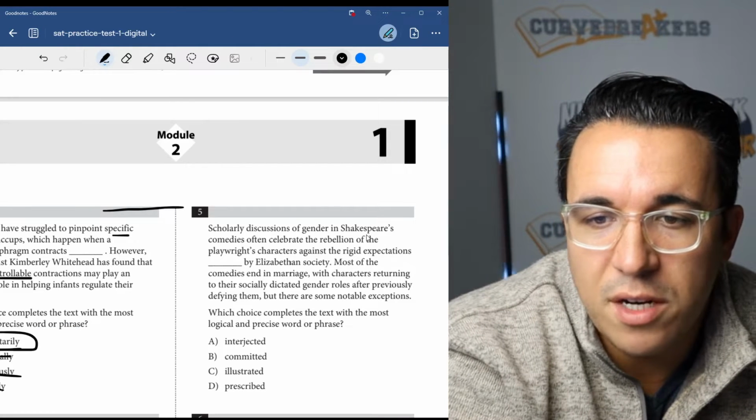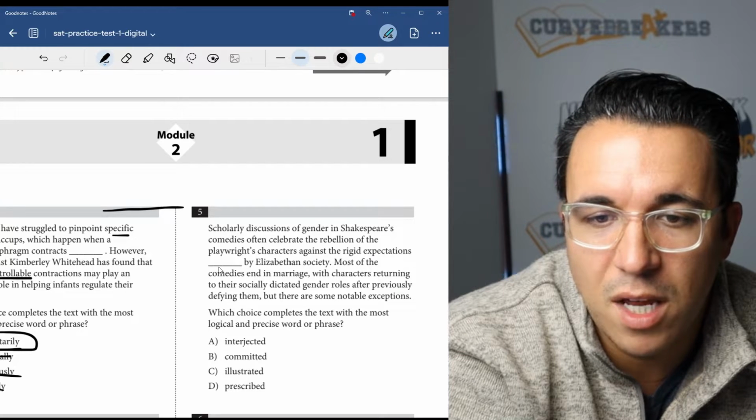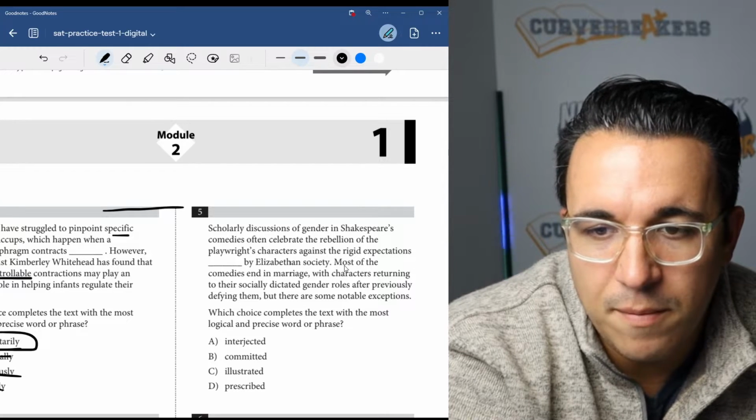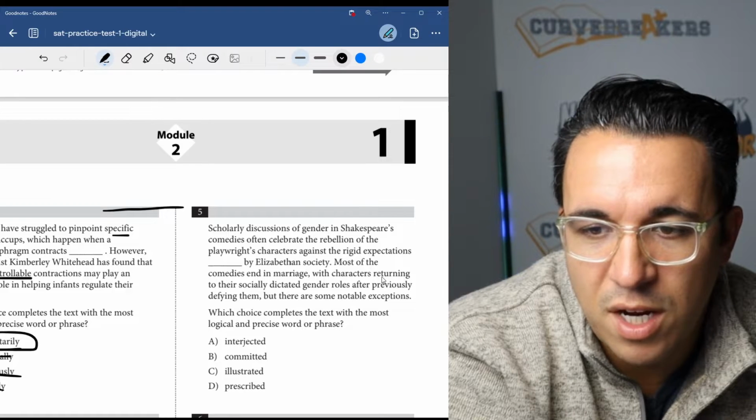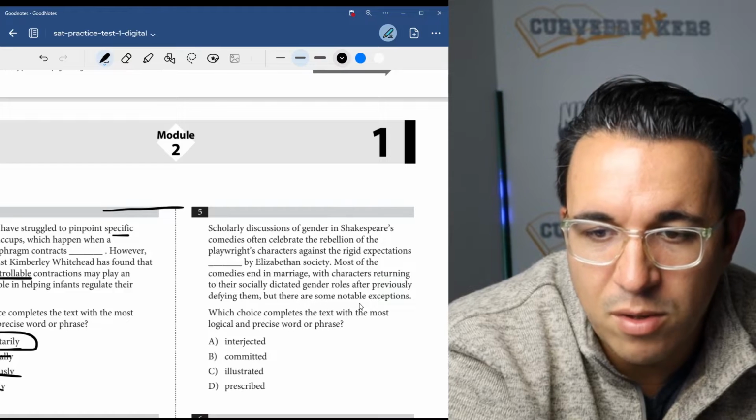Scholarly discussions of gender in Shakespeare's comedies often celebrate the rebellion of the playwright's characters against rigid expectations blank by society. Most of the comedies end in marriage, with characters returning to their socially dictated gender roles after previously defying them. There are some notable exceptions.